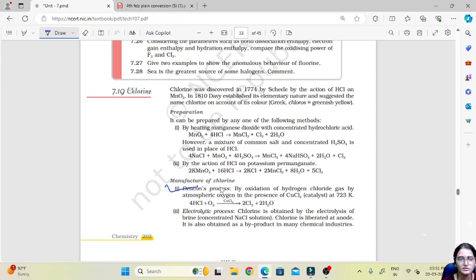And then about chlorine, its preparation, this is very important and frequently asked, Deacon's process. It is prepared firstly by heating manganese dioxide with concentrated HCl. So MnO2 plus HCl gives manganese dichloride plus chlorine. However, a mixture of common salt and sulfuric acid is used in place of hydrochloric acid. So sodium chloride plus manganese dioxide and sulfuric acid gives manganese dichloride, sodium hydrogen sulfate, water, and chlorine.